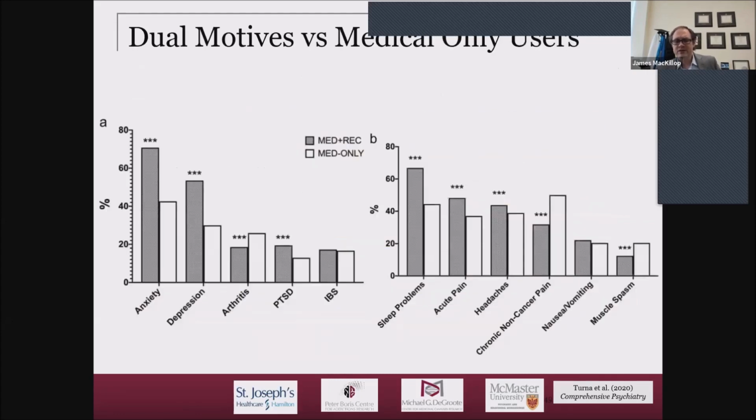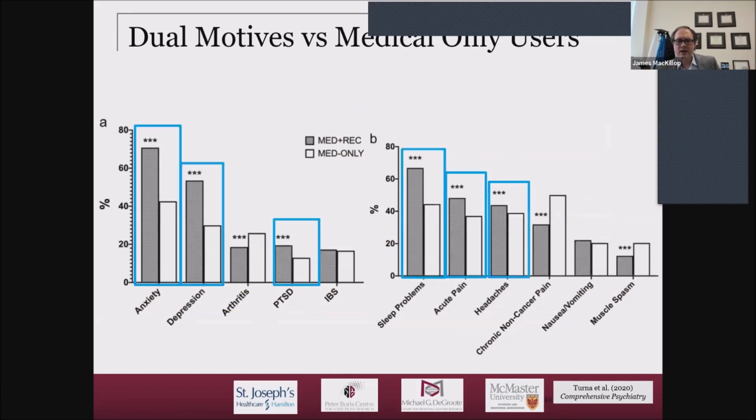What about differences in what they're using for? So these are the different conditions that the medical only and medical plus rec were using for. If we look at areas where medical plus rec was more common than medical only, it's for anxiety, depression, PTSD, sleep problems, acute pain, and headaches. So these are all conditions that there was a much higher rate of use for medical plus recreational users. In contrast, medical only users tended to be more commonly reporting arthritis, chronic pain, and muscle spasms.